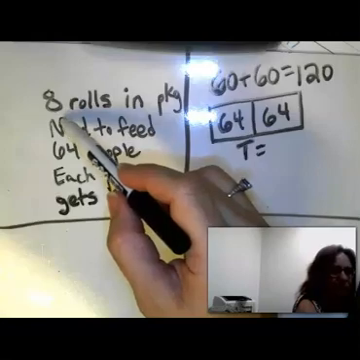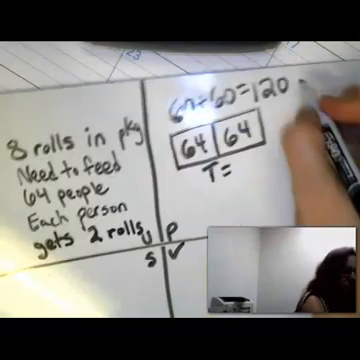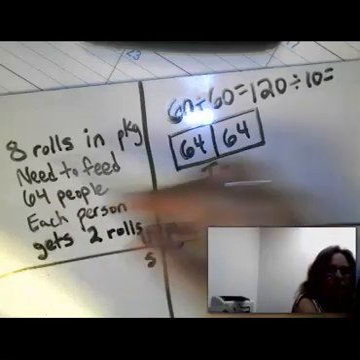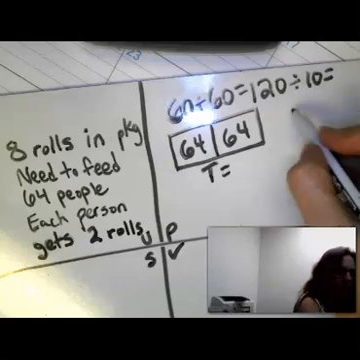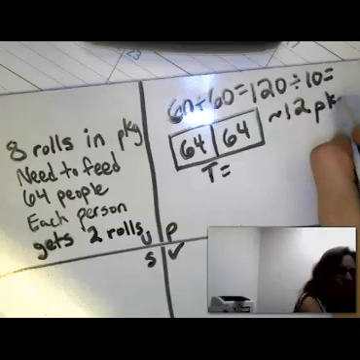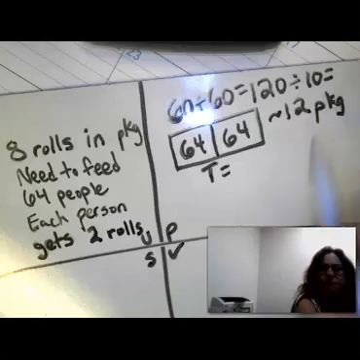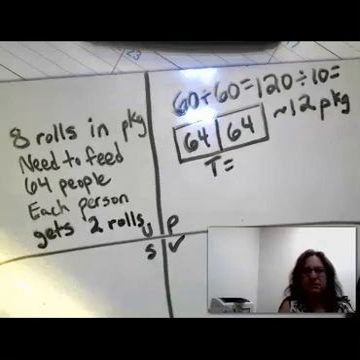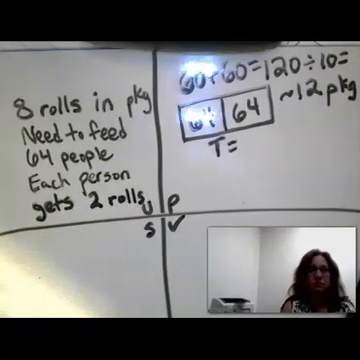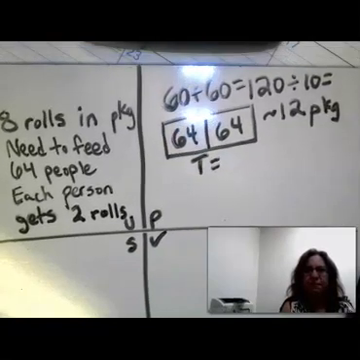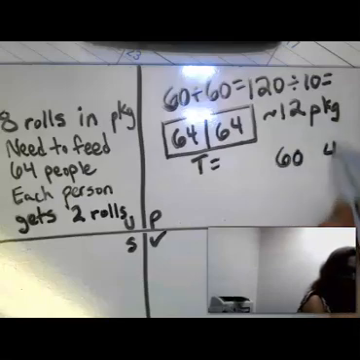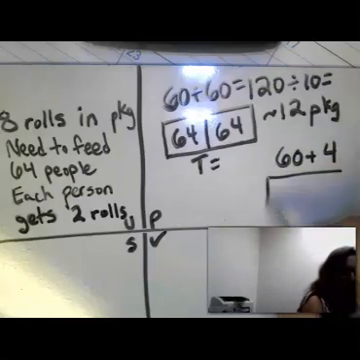All right, so let's see. What is 64 times 2? Or 64 plus 64? 60 times 2, that's 120, we know that. And 2 times 4 is 8. So our total number of rolls that we need to feed all these people is 128 rolls.